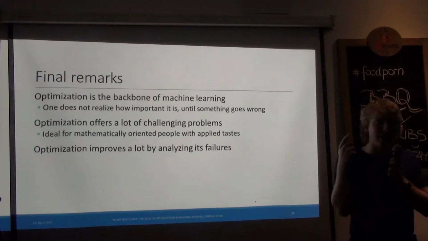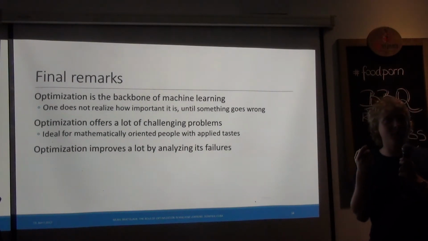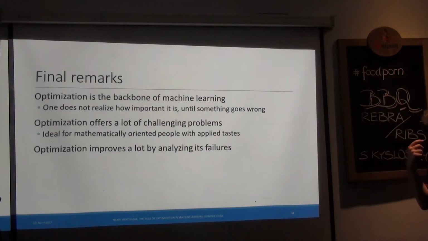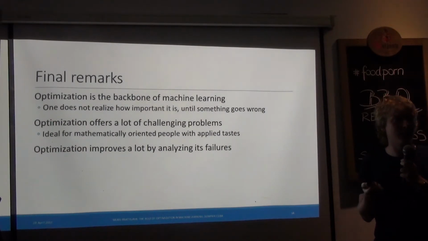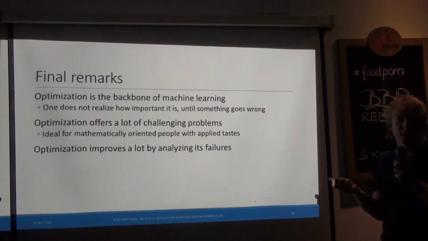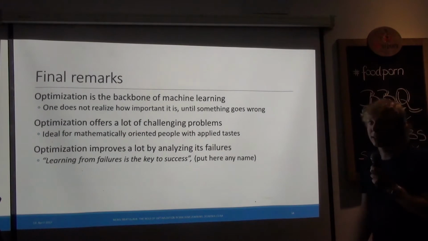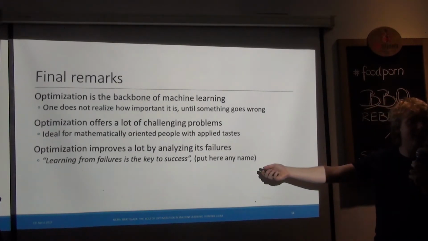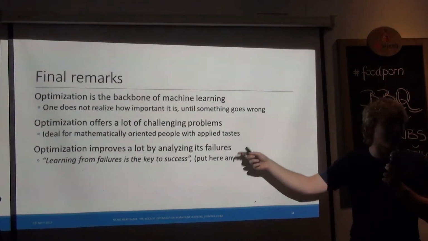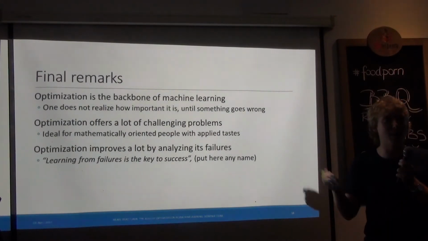And one more thing is that by analyzing failures in optimization, many new heuristics, but also good methods were figured out, like the variance-reduced SGD, for example. Okay, there was a problem with big variance. Somebody proposed how to tackle the variance, right? I actually tried to Google who said this, but everybody did, right? So just put here any name, really. Everybody did say this. Learning from failures is the key to success. Blah, blah, blah.